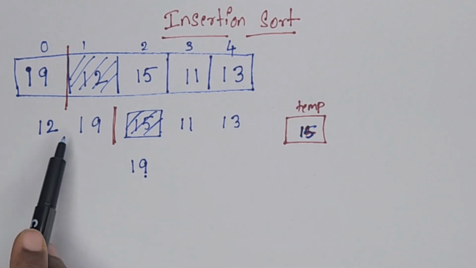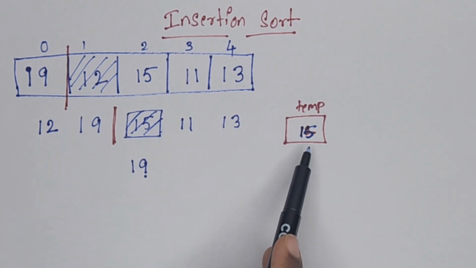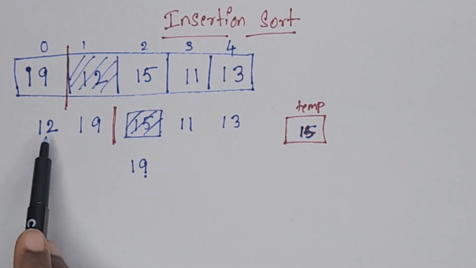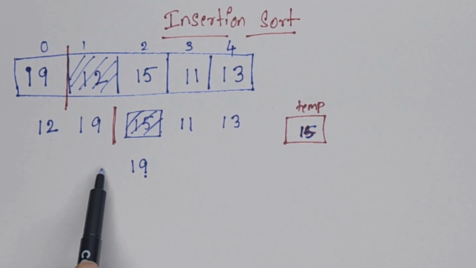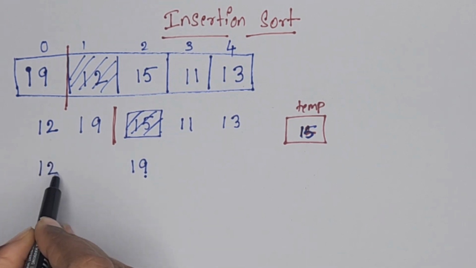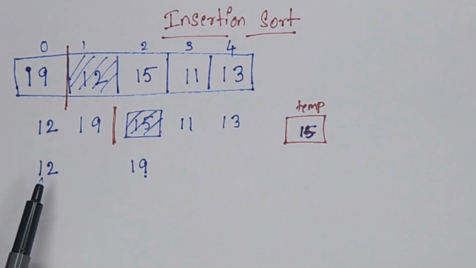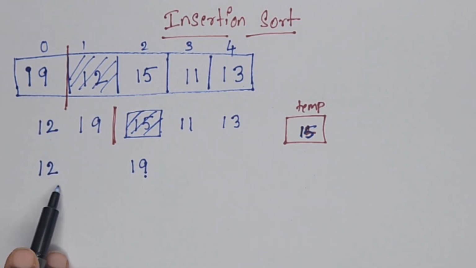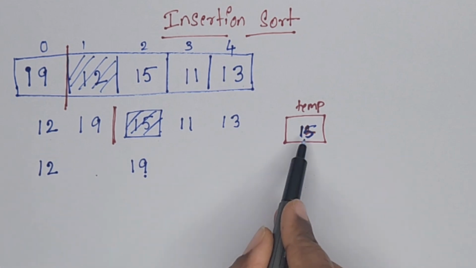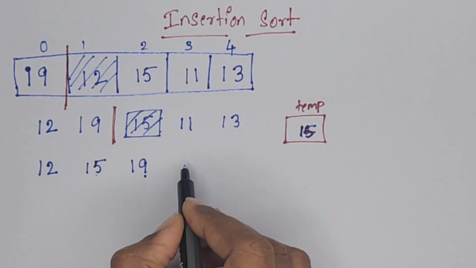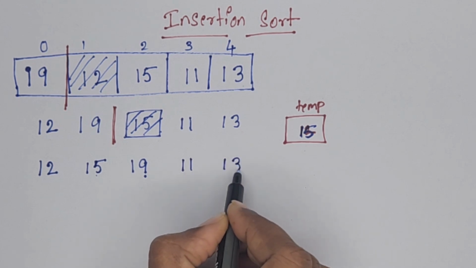The next element is 12. Is 12 greater than 15? No. If 12 were greater than 15, then 12 also would have to be shifted to the right side. But 12 is not greater, so there is no need to shift. So it stays in the 0th location. I am not changing the place of this 12. In the remaining place, what do we have to store? This temp value. Okay, the remaining elements are 11 and 13.